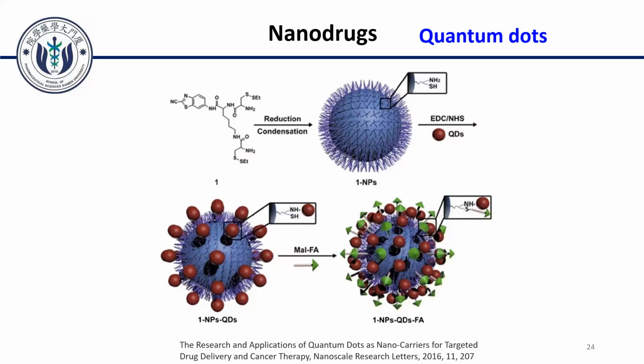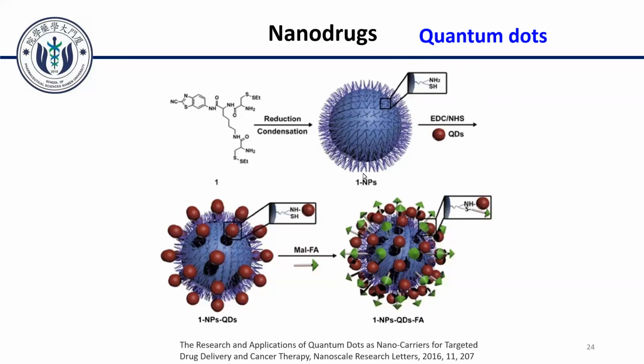So you can dynamically follow the destination of the quantum dots in the body as well as in the cells in real time. That's the advantage of using quantum dots. Especially, quantum dots have a very large surface area, since they usually have a size from 2 to 3 nanometers up to 10 nanometers. So they have a very large surface area to modify and to load drugs.